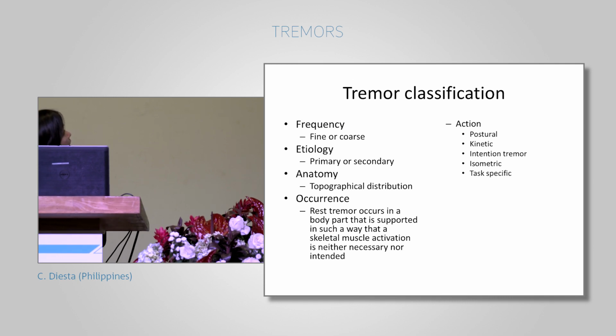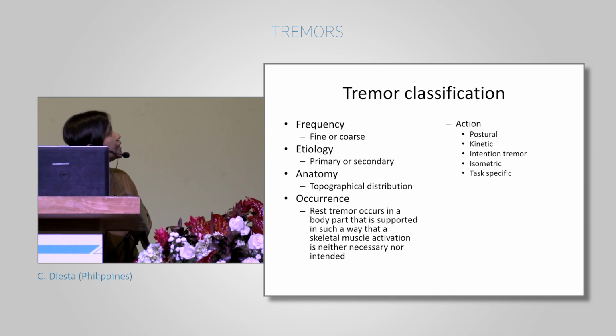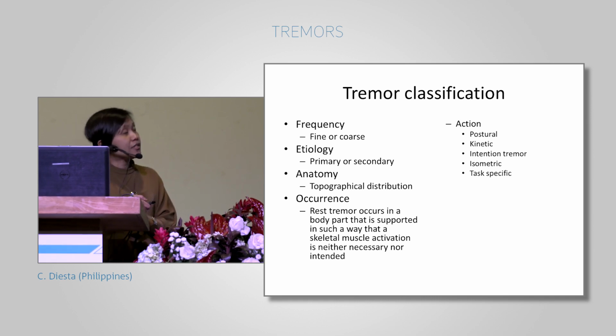So the tremors can be classified according to whether it is fine or coarse. Is it primary, or are there secondary causes of tremors? Topographical distribution: is it a rest tremor or is it an action tremor? Under action tremor, make sure to try to distinguish between postural, kinetic tremor, or an intention tremor, or an isometric or a task-specific tremor.